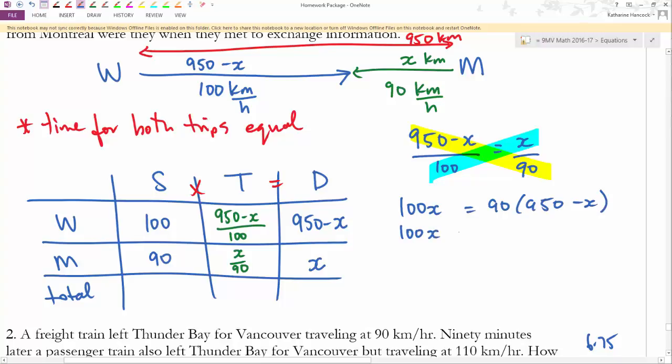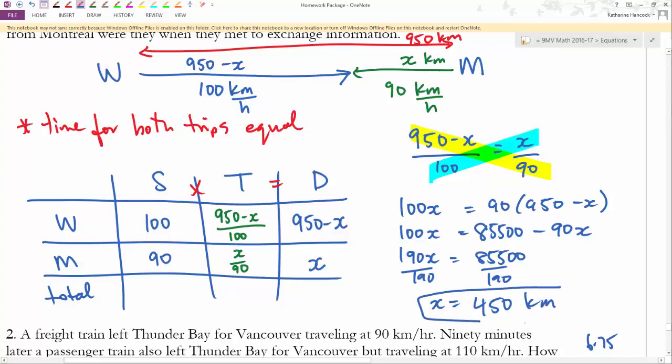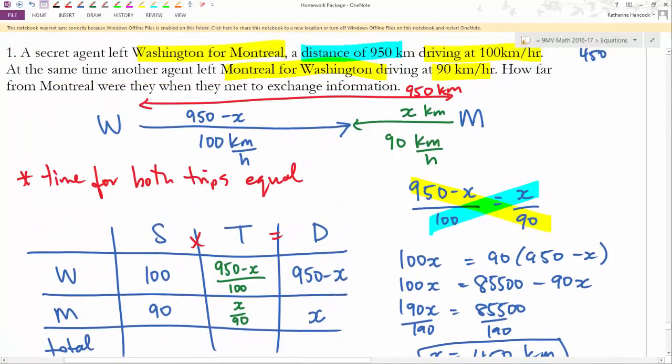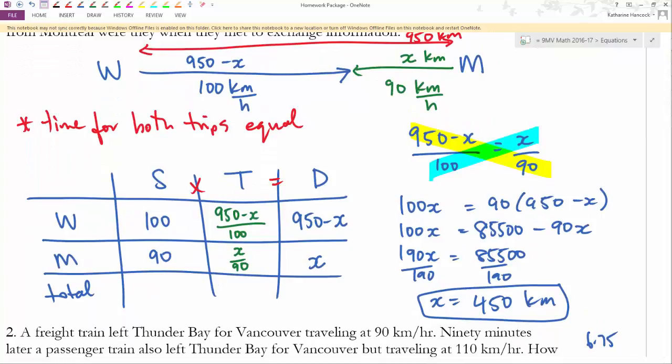So 100x equals 90 times 950, which is 85500, minus 90x. Bring that over, I get 190x equals 85500. Divide by 190. And I get that the distance from Montreal to the meeting place is 450 kilometers. If we go back and check how far were they from Montreal, that's what I needed to answer.